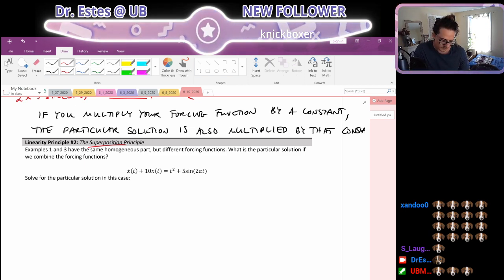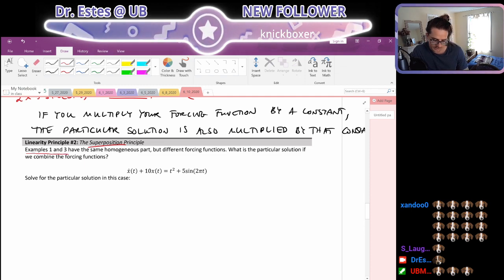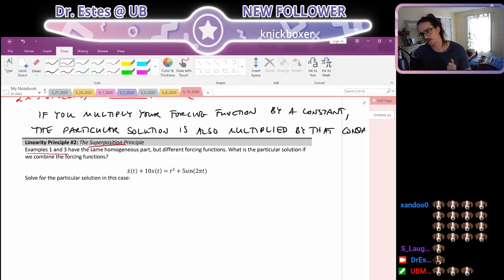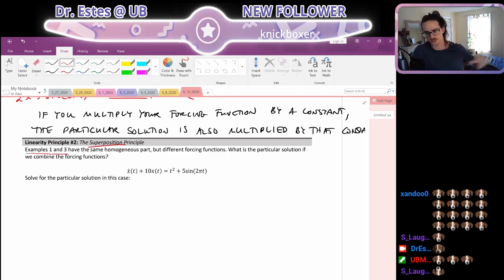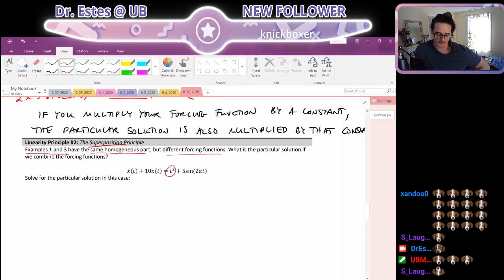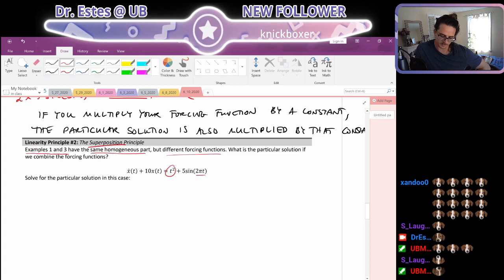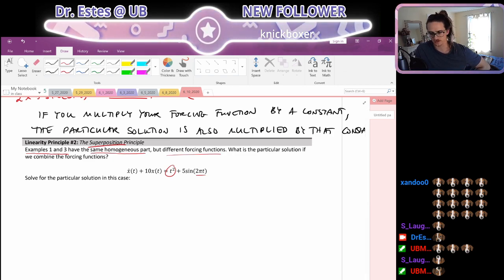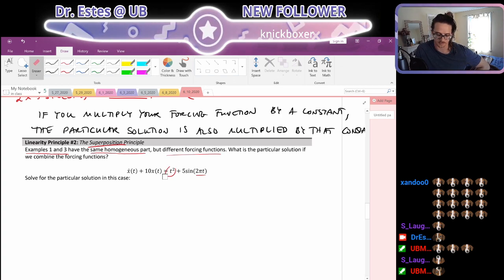Okay. So examples 1 and 3. And example 1 was a nightmare, let's just say that. They have the same homogeneous part, but they have different forcing functions. Example 1 had t squared. Example 3 had 5 sine 2 pi t. So what's going to happen to our particular solution if we combine the two forcing functions, like we add them together?